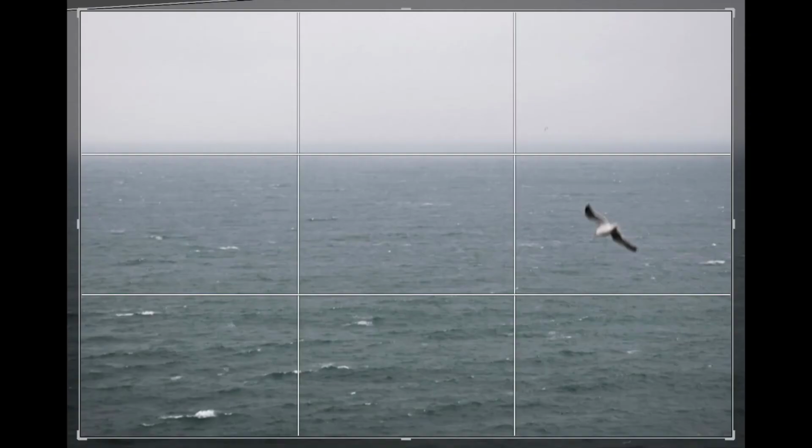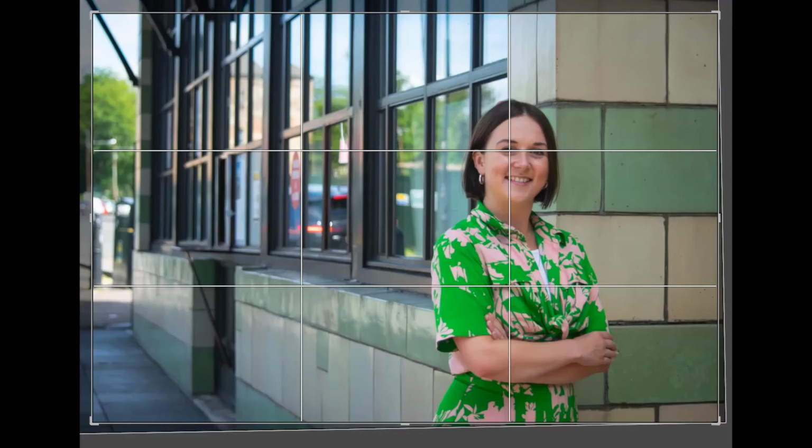For example, in a landscape, it's a good idea to place the horizon on one of these horizontal lines. We'll talk a little bit later, actually tomorrow, about the horizon and how to place it, but this is a really good starting point if we use the rule of thirds. And for portraits, you might want to place some of these key elements on the places of intersection as well. One really good one would be the eyes.